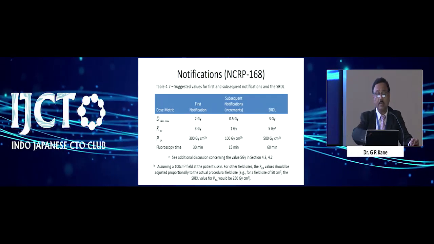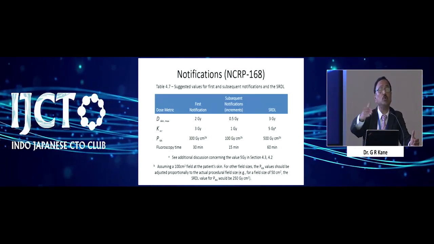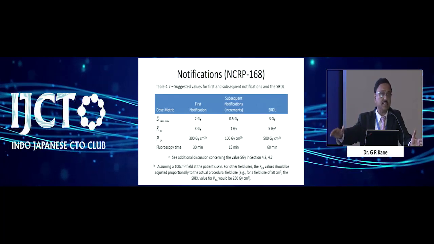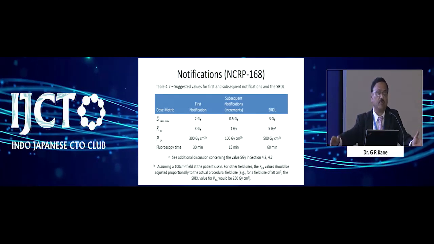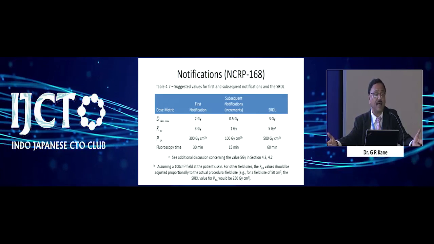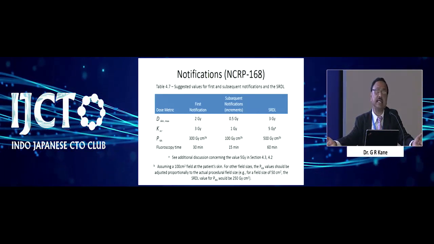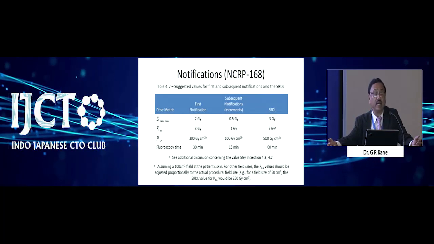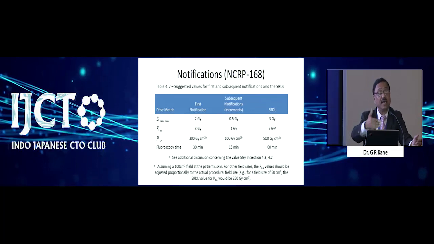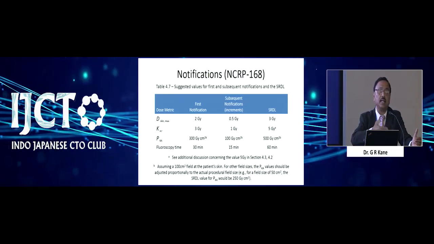So the first notification should come by 2 to 3 grays, and by 5 grays is the upper limit where you are supposed to stop if you cannot finish the case by then, because beyond that the chance of skin damage and skin ulcerations is very high. So this has to be ingrained into the cath lab personnel, so they inform you.